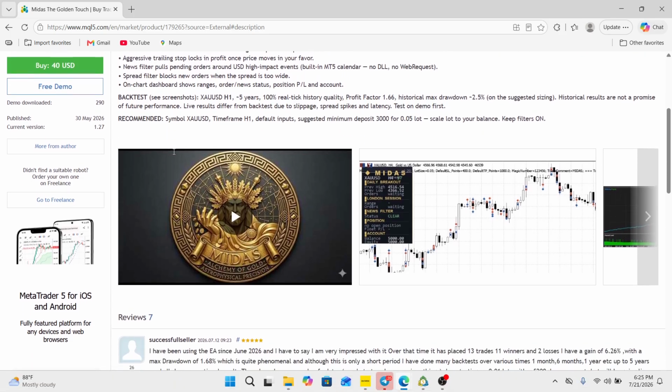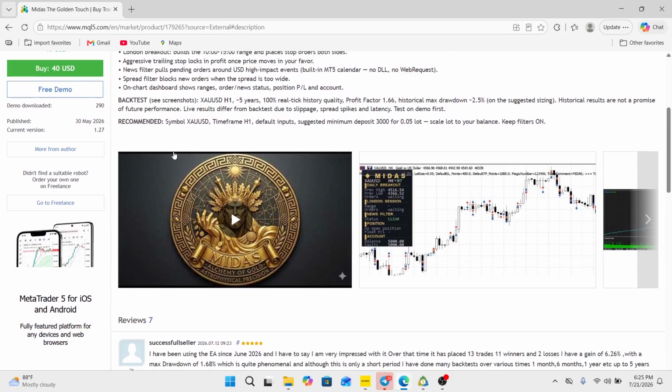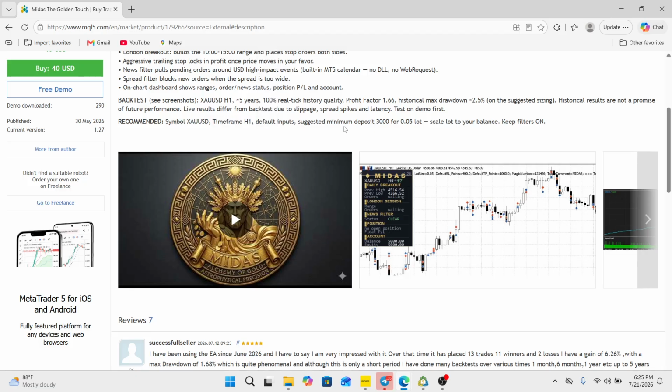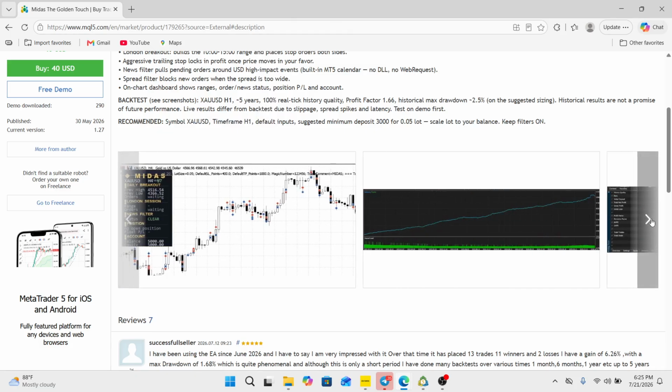All right. So the EA emphasizes control and dynamic adaptation to gold volatility, like I said, and is built for the XAUUSD on the 1 hour time frame. So we can see some screenshots on the developer site.